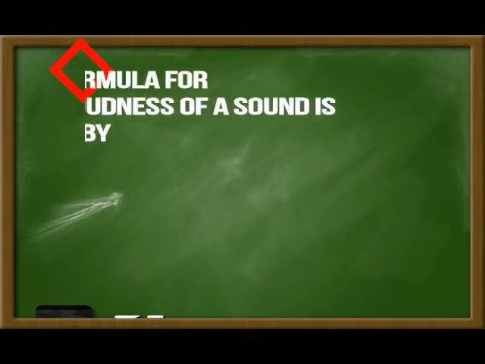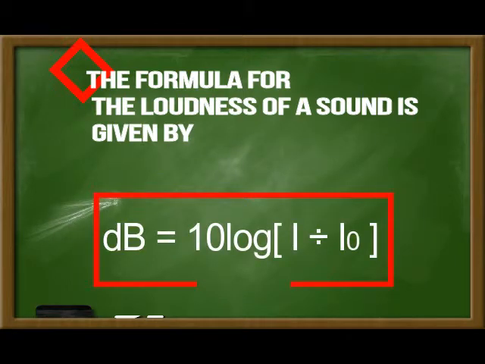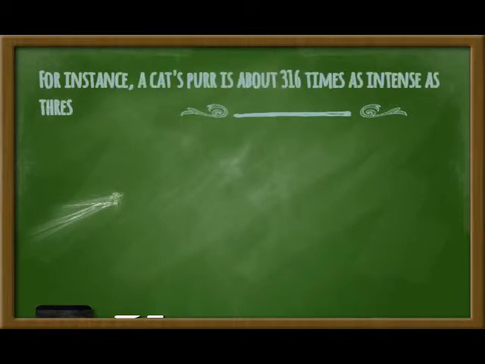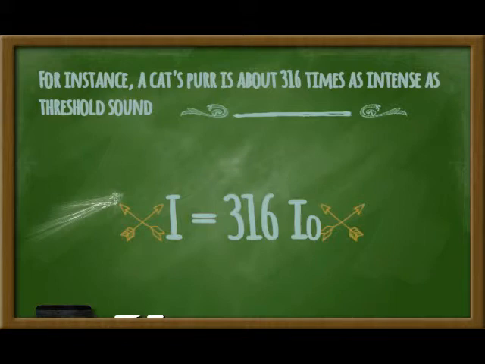The formula for the loudness of a sound is given by the decibel formula, where I is the intensity of the sound being emitted, and where I sub 0 is the intensity of threshold sound, or sound that can barely be perceived. In this problem, our I is defined as 316. So that will be I equals 316 I sub 0.